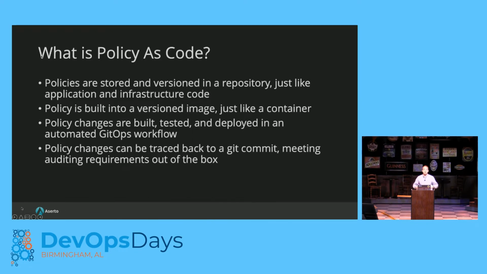All the same rules apply. The same workflows can work for authorization policies, where we store policies in a version-controlled repository, just like GitHub. So we put that in the same place where you're putting your application infrastructure code. We build a versioned image, a container, just like a Docker container, but think of it as a policy artifact that gets pushed to a repository. And then policy changes are built, tested, and deployed in an automated workflow. And by virtue of using these DevOps principles, we can always trace back changes to our policy to a Git commit, and it meets your auditing requirements right out of the box, right?